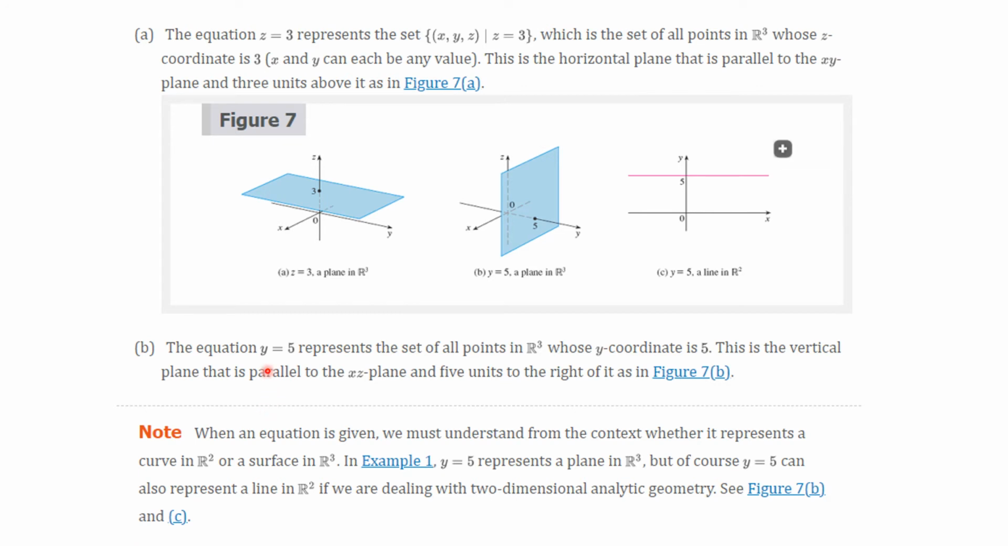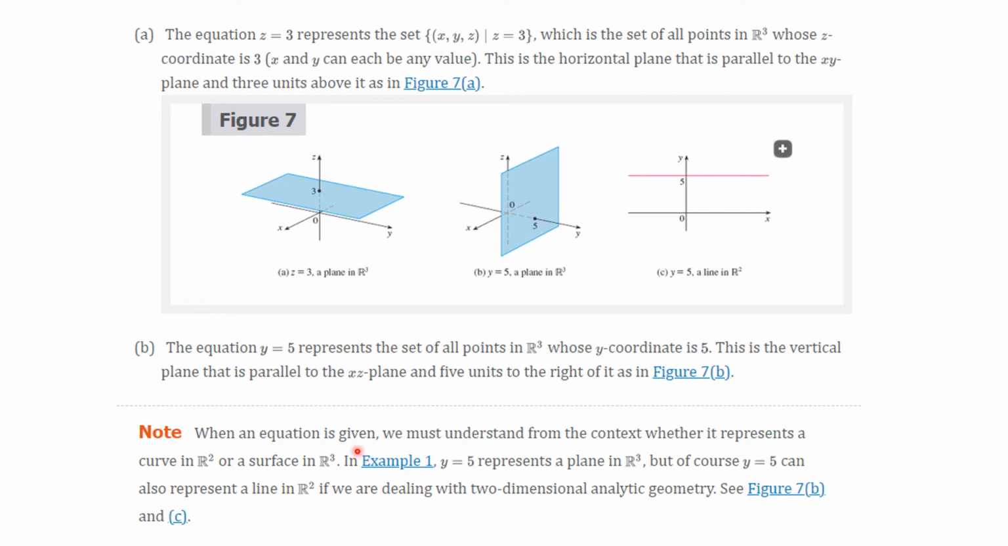The equation y equals 5 represents a set of all points in R cubed whose y-coordinate is 5. Well, here, all of these have y-coordinate 5. This is a vertical plane that is parallel to the xz plane and 5 units to the right of it. And again, if I ask you this question on a test, I would expect you to describe it in this way.